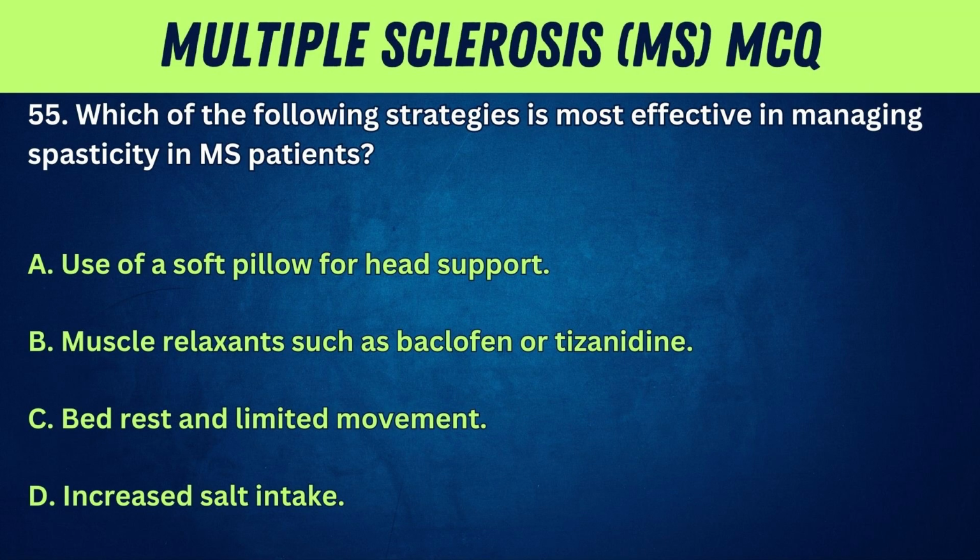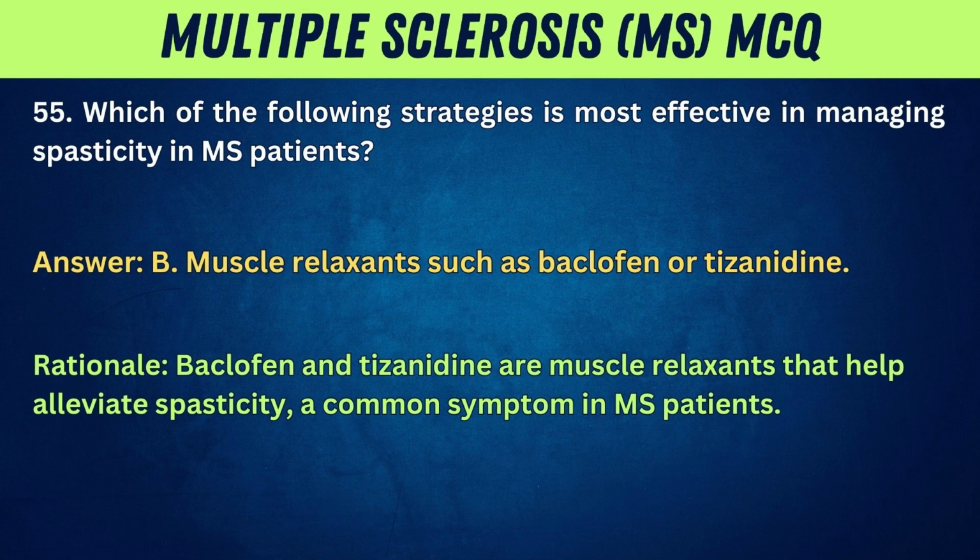55. Which of the following strategies is most effective in managing spasticity in MS patients? A. Use of a soft pillow for head support. B. Muscle relaxants such as baclofen or tizanidine. C. Bed rest and limited movement. D. Increased salt intake. Answer: B. Muscle relaxants such as baclofen or tizanidine. Rationale: baclofen and tizanidine are muscle relaxants that help alleviate spasticity, a common symptom in MS patients.